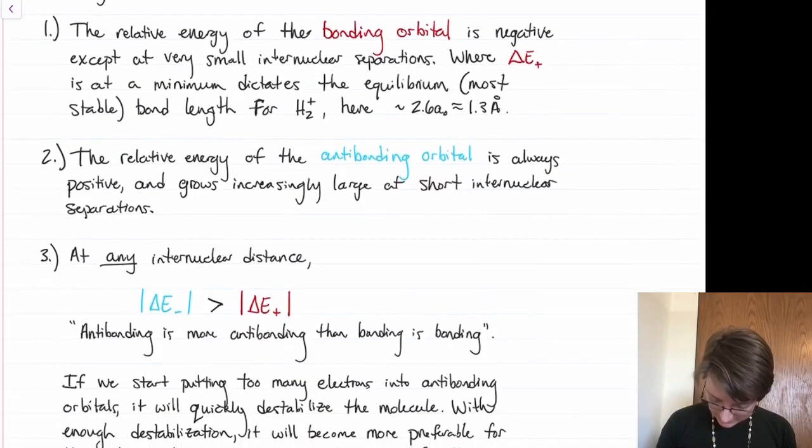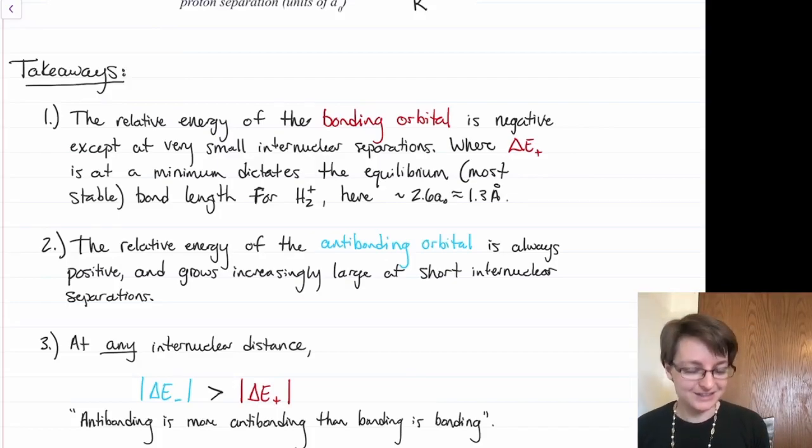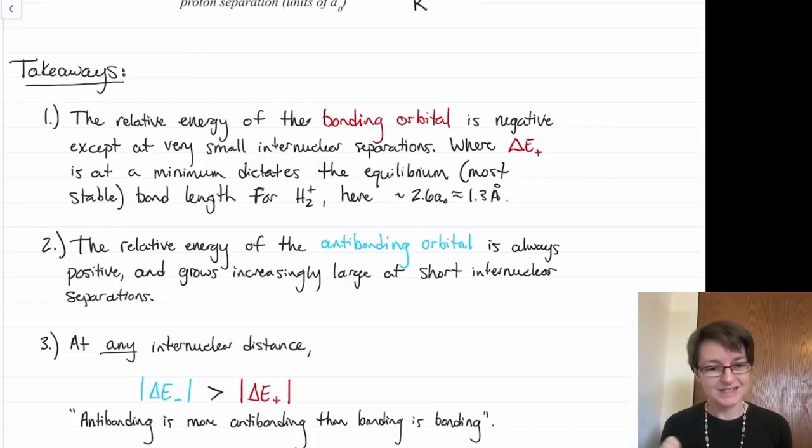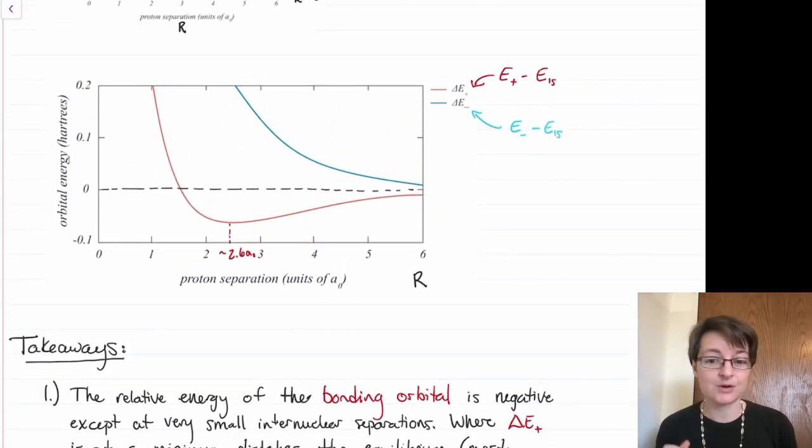That leads to my third takeaway, which is that at any internuclear distance, the antibonding orbital's destabilizing effect is larger in magnitude than the bonding orbital's stabilizing magnitude. I was taught the little catchphrase, antibonding is more antibonding than bonding is bonding, but you can use whatever mnemonic you like to help you remember this. I just want you to see from the graph that the blue curve is always more destabilizing than the red curve can be stabilizing.